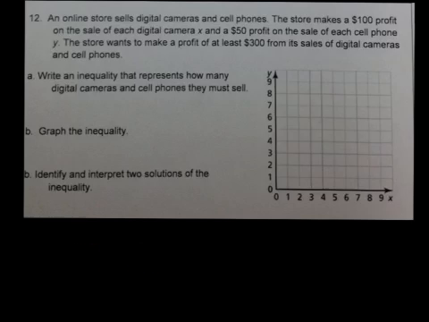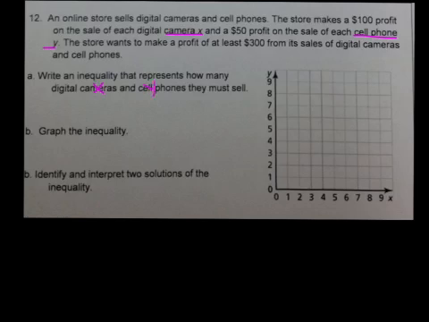Now, I'm going to do parts of our last one with you, but you're going to do some on your own as well. It says there's an online store selling digital cameras and cell phones. The store makes a $100 profit on the sale of each camera, which we're using X for, and $50 profit on the sale of each cell phone, which we're using Y for. The store wants to make a profit of at least $300 from its sale of cameras and phones. So the first step is we need to write an inequality that represents the cameras and cell phones. It already tells us to use X for cameras, and Y for cell phones.